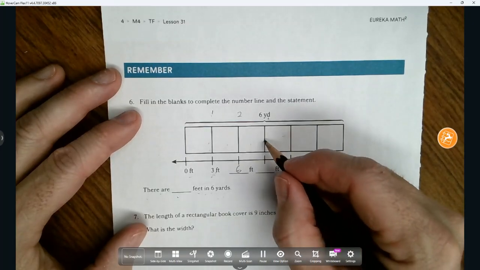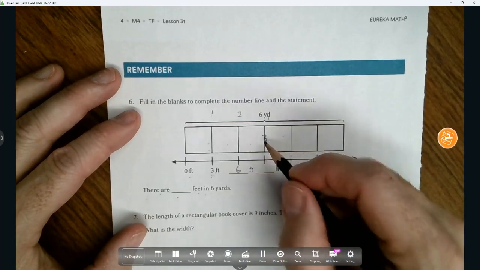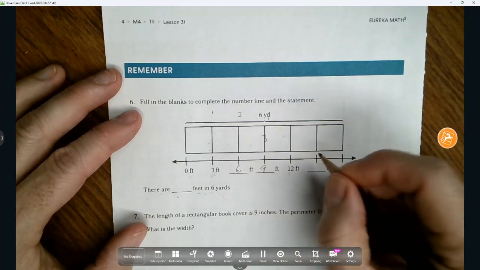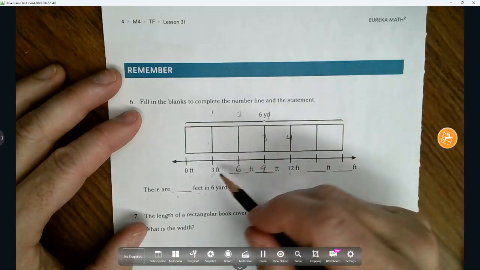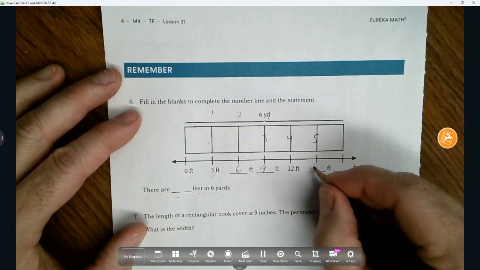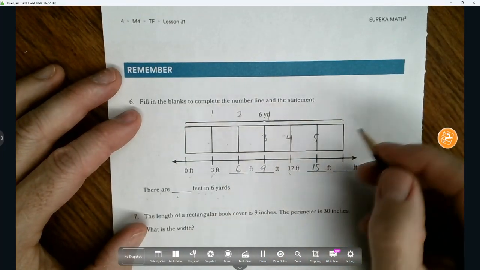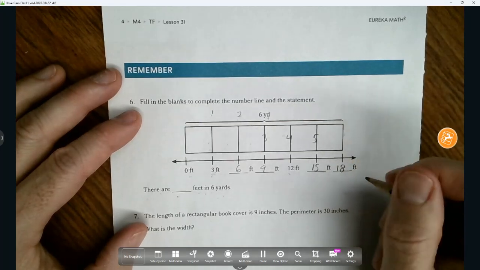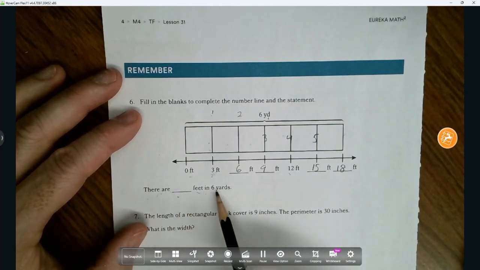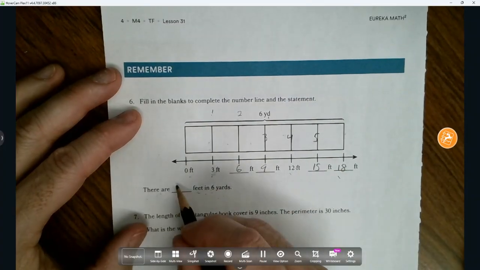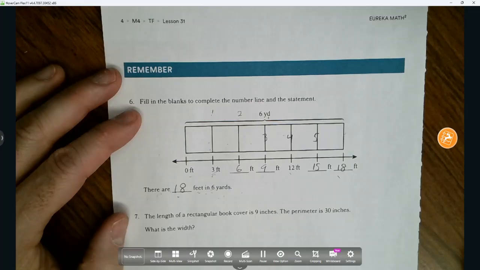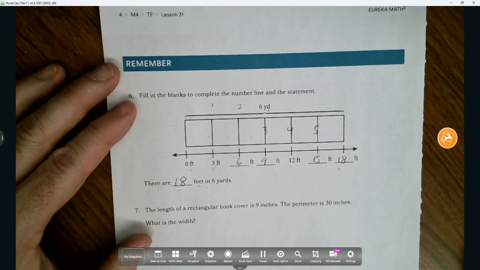So this is 3 yards here. So 3 times 3 is 9. 3 times 4, 12. Look at that, we got that right. 3 times 5, 15. And 3 times 6 is 18. So it says there are blank feet in 6 yards. Well, how many feet in 6 yards? There's your answer. 18 feet in 6 yards.